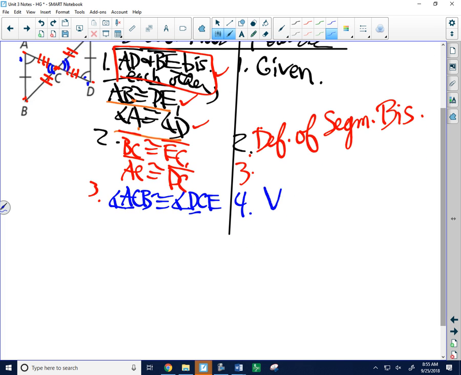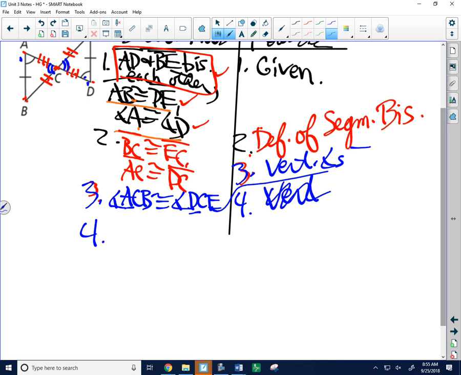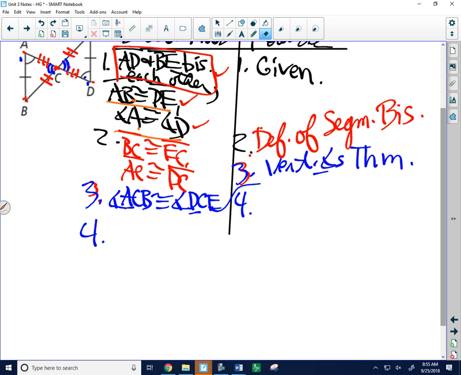Vertical angles theorem. Did I write? I got a little off there. Okay. Step 3, sorry. Vertical angles theorem. Or just say any two vertical angles are congruent.